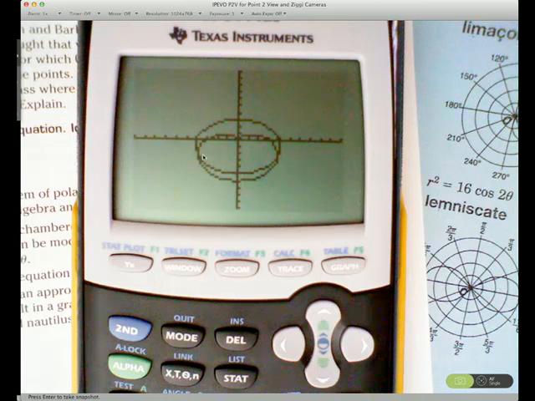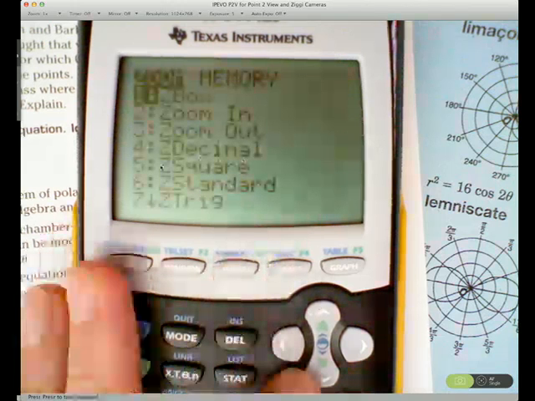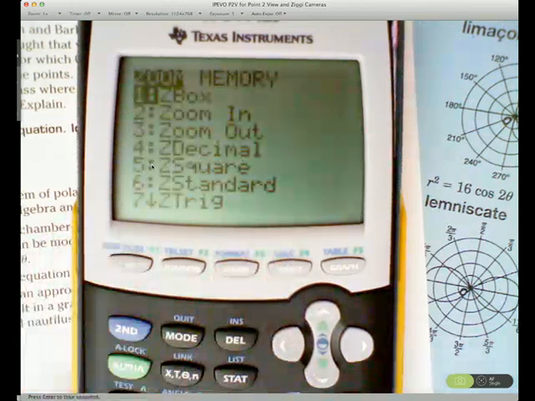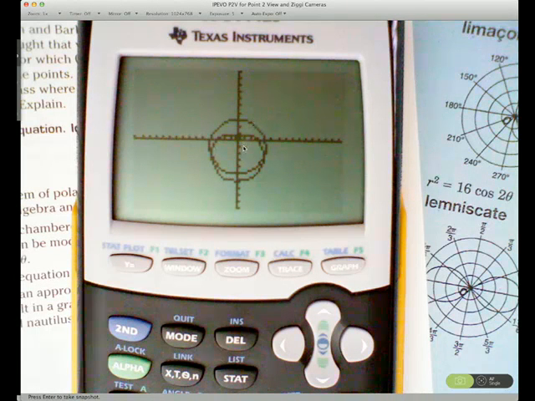Now, technically, this isn't, I guess, proportioned correctly. One of the things you can do is if you hit zoom and go down to ZSquare, the fifth option, it will make sure that the number of pixels horizontally and vertically line up so that these are correctly proportioned. So this is actually a circle and things like that.